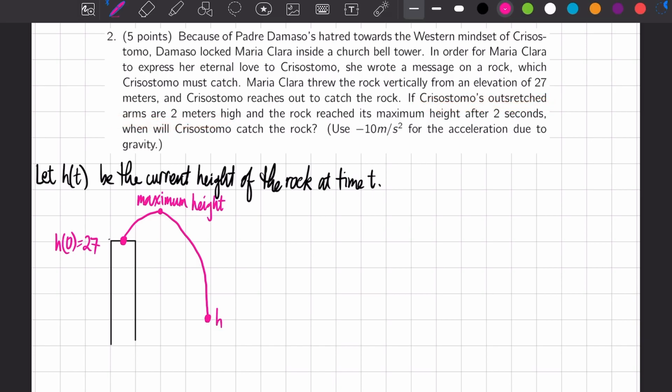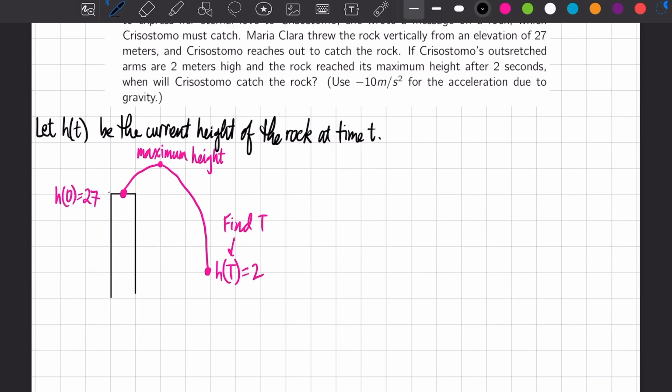So right here, the height at this certain time, say capital T, is equal to 2. And what we want to do is to find this certain T such that Crisostomo catches the rock. So what we want is to find this capital T. First, we know that the acceleration due to gravity is negative 10 meters per second squared. So we let a of t be equal to negative 10.